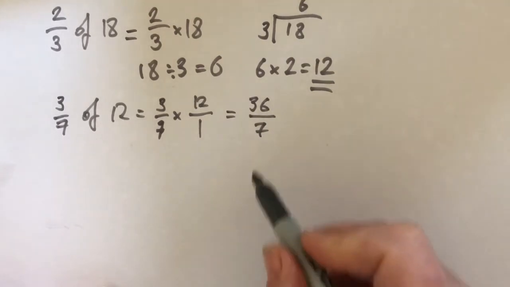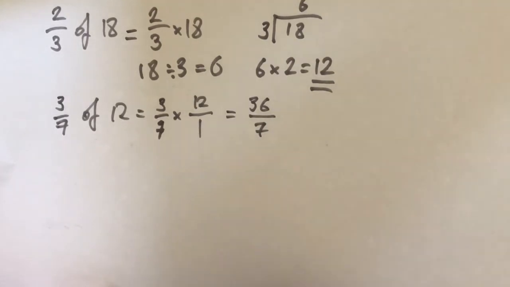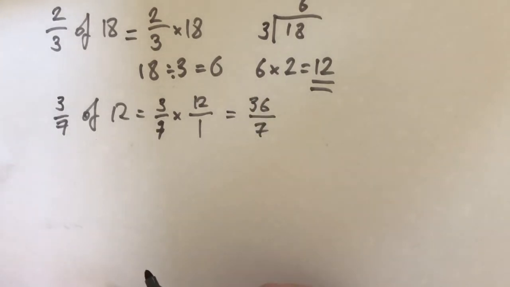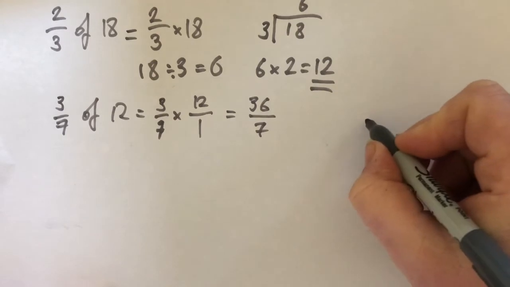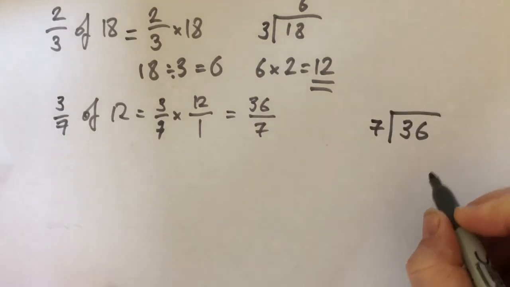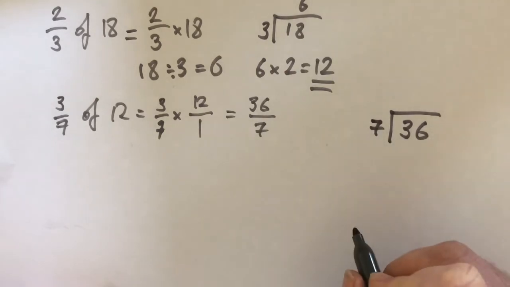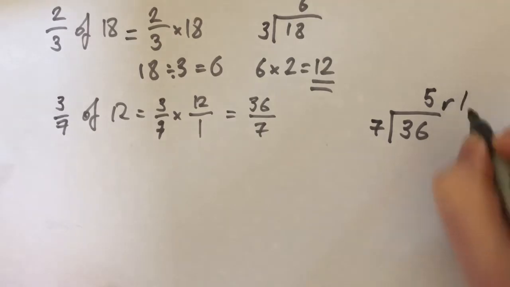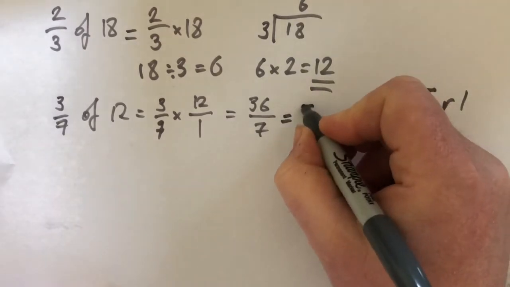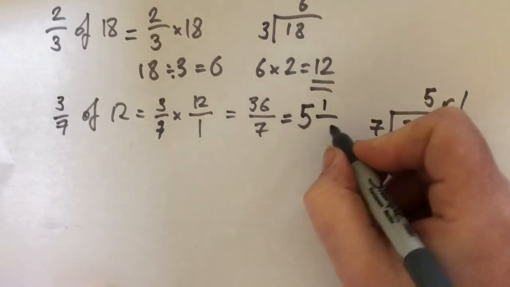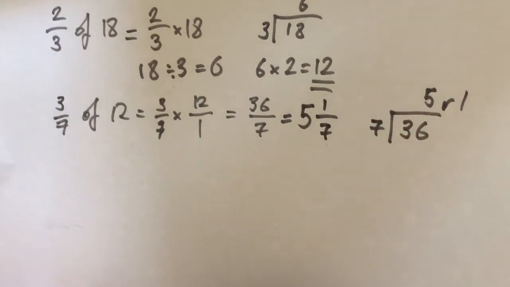Now, some of you may like to write that as a mixed number. And when you do Key Stage 3, you'll be expected to write this answer as a mixed number. In order to do this, we're going to do how many 7's go into 36. Now, 7's into 35 goes 5 times, so to 36 we'll have 1 left over. That means we have 5 whole ones and 1 left over, which is 1/7.